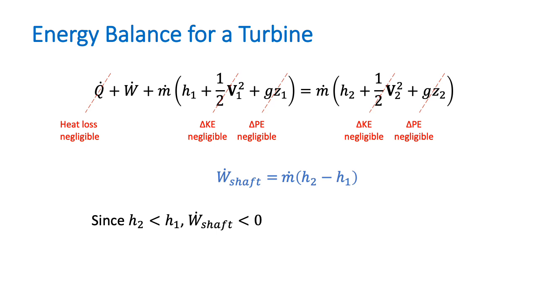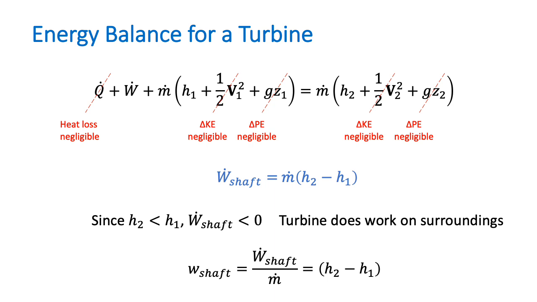Now the enthalpy at the exit is lower than the enthalpy at the entrance because the pressure and the temperature at the exit are lower, which means that W dot shaft is less than 0. And this makes sense because the turbine does work on the surroundings. We can also write an expression for the shaft work per unit mass of fluid going through the turbine. So that is W dot shaft divided by m dot, and that is simply the difference in enthalpy from the exit to the inlet.